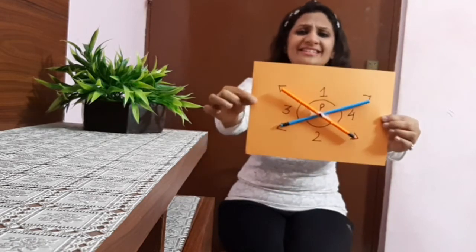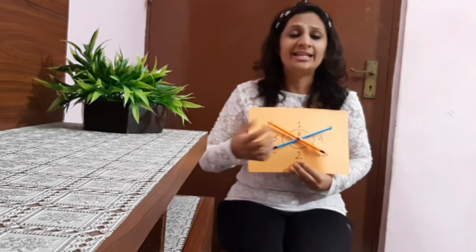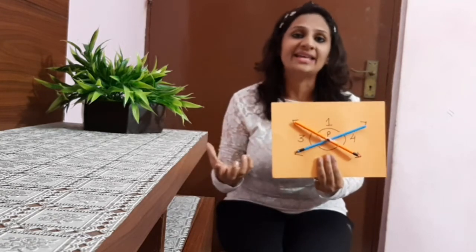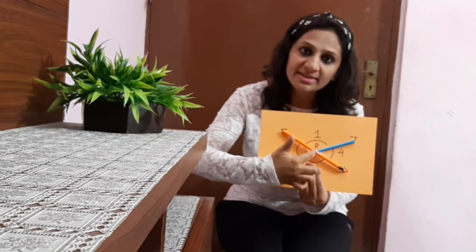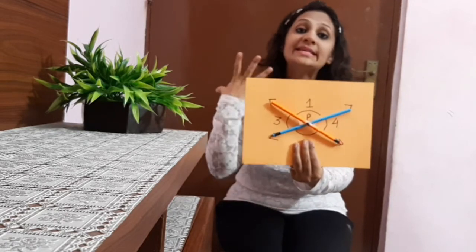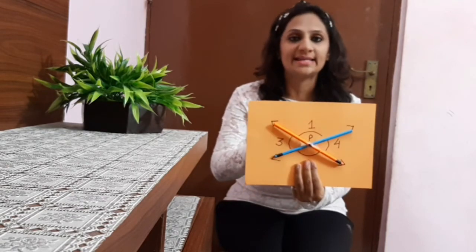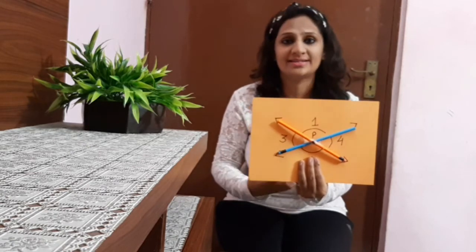Then we have intersecting lines. So what are intersecting lines? When two line segments or two lines intersect each other at a common point, then these lines are known as intersecting lines. So here these two lines intersect at a common point. I name this point as point P. This point is known as the intersecting point. The point where two lines intersect each other, cut each other, is known as an intersecting point.